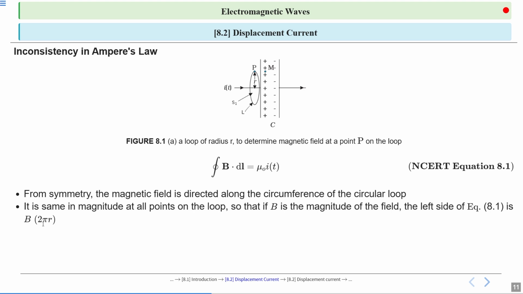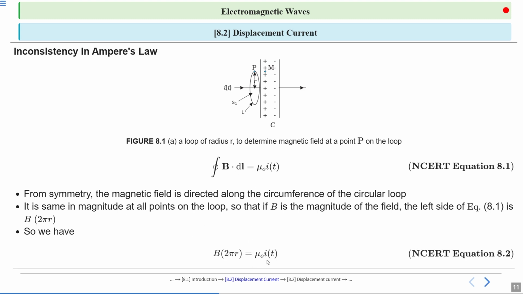So B into L, it is 2 pi r. L is 2 pi r. What is the perimeter of this circumference? 2 pi r. So we have B into 2 pi r equal to mu naught I T. NCERT equation 8.2. Okay, so we have reached here.